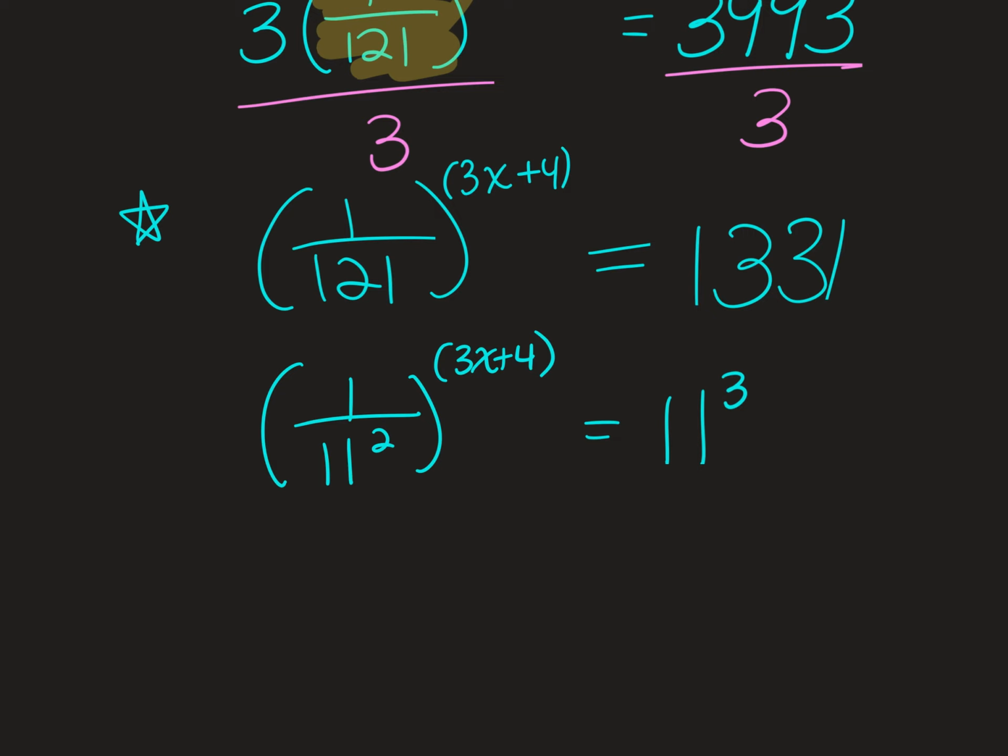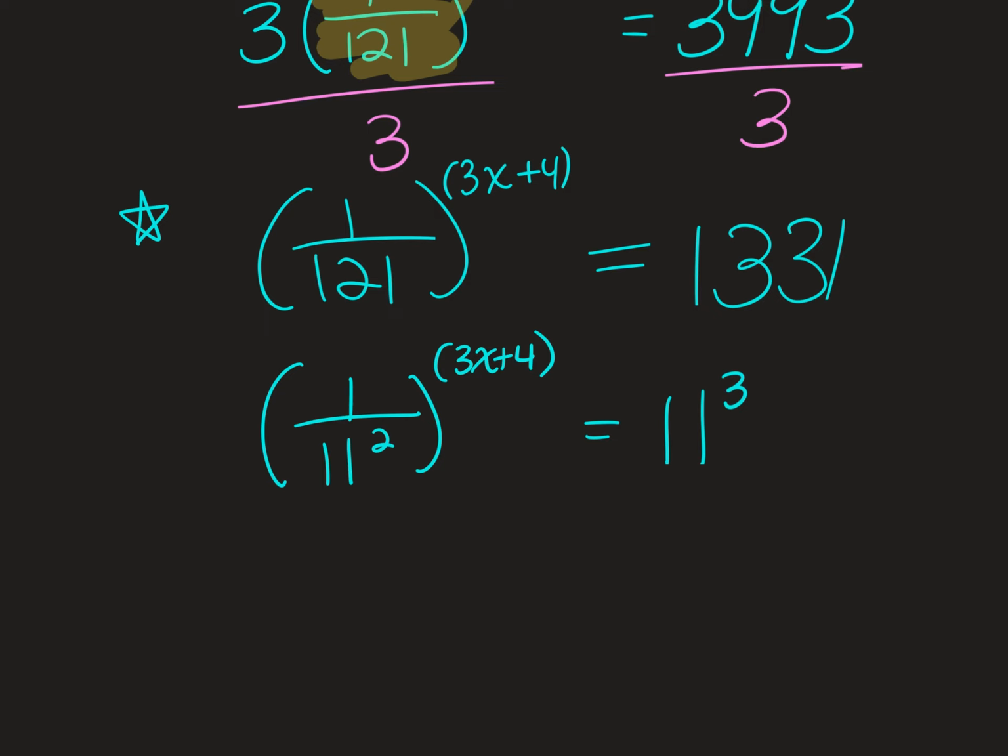Now, we would like to be able to go straight to setting the exponents equal to each other, but we have a big problem here. Because the right side is 11 cubed. The left side is 1 over 11 squared. So we need to be able to write that as 11 raised to some power. Do you remember what type of power would give you a reciprocal of a number? There's a special kind of power that does that.